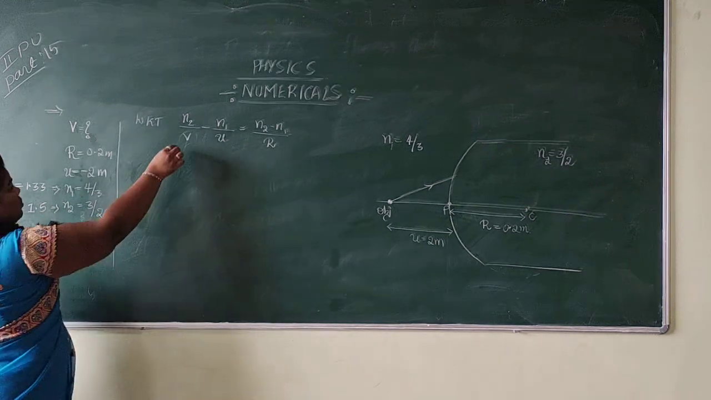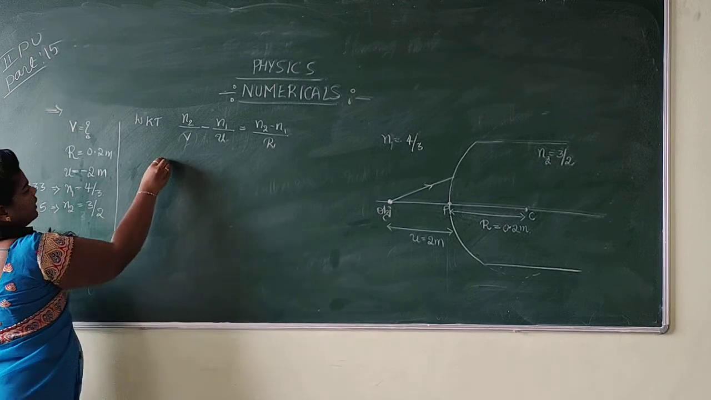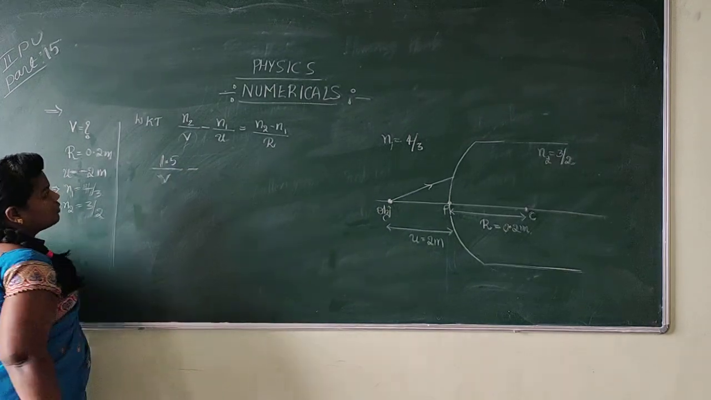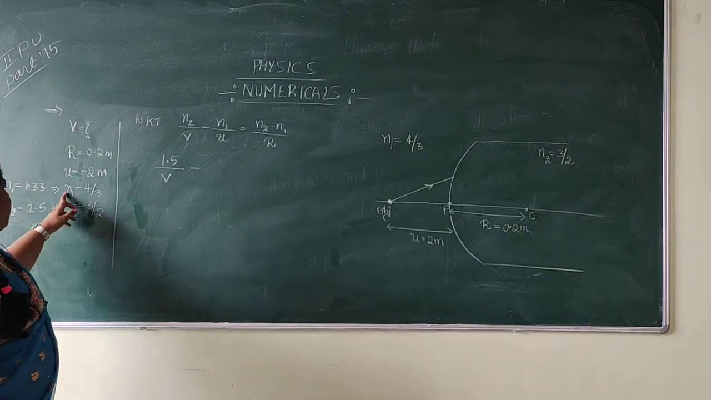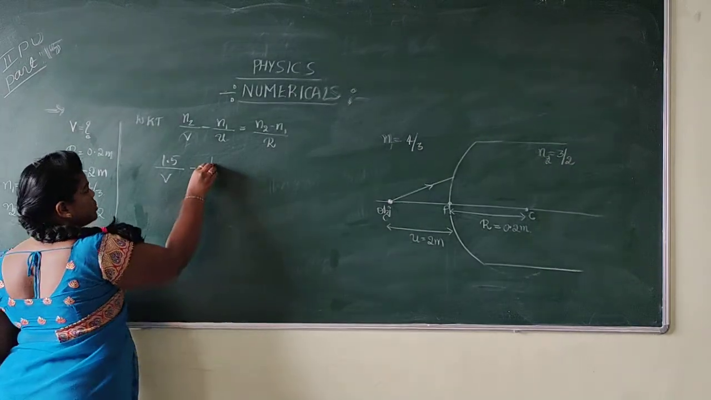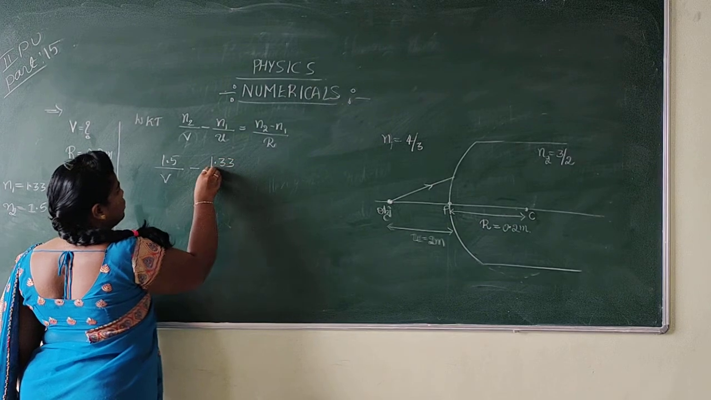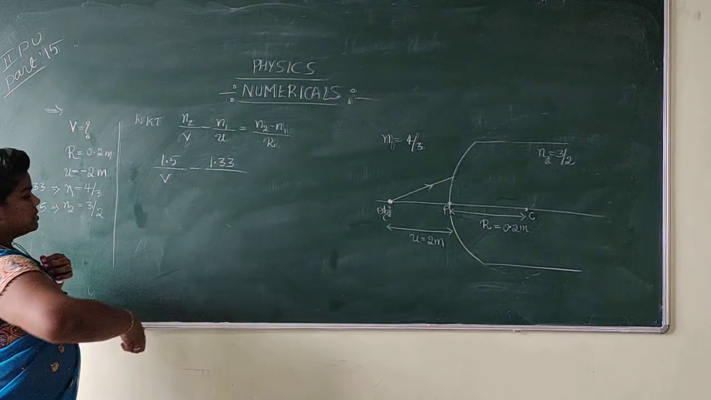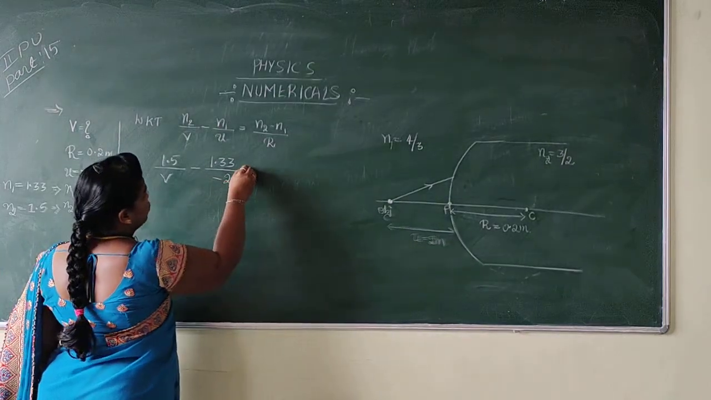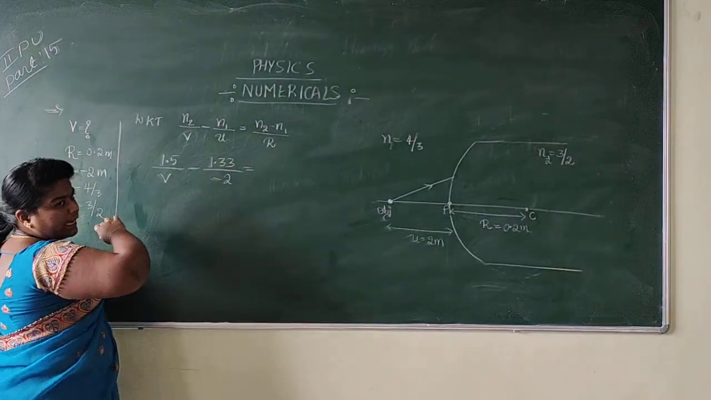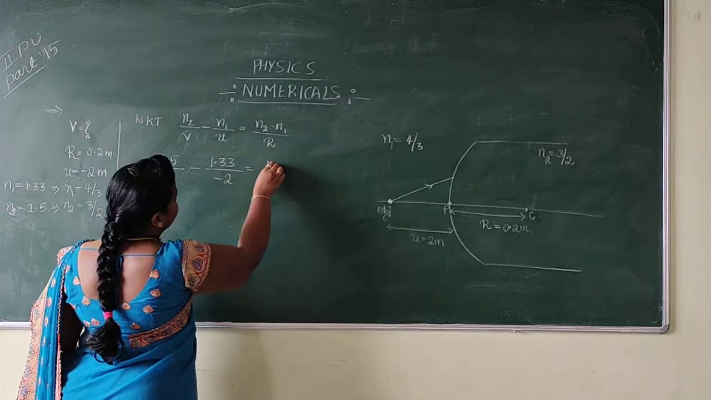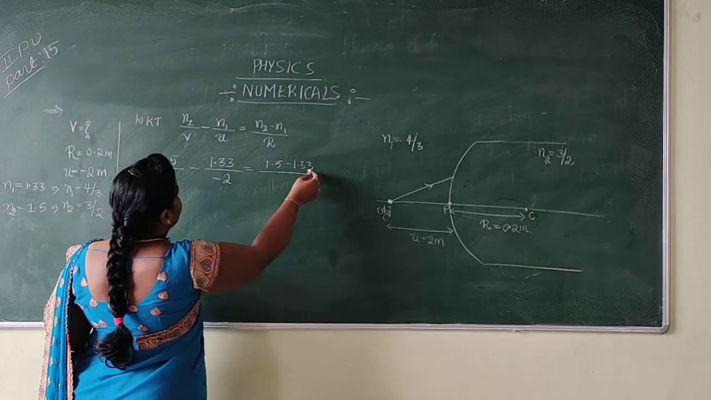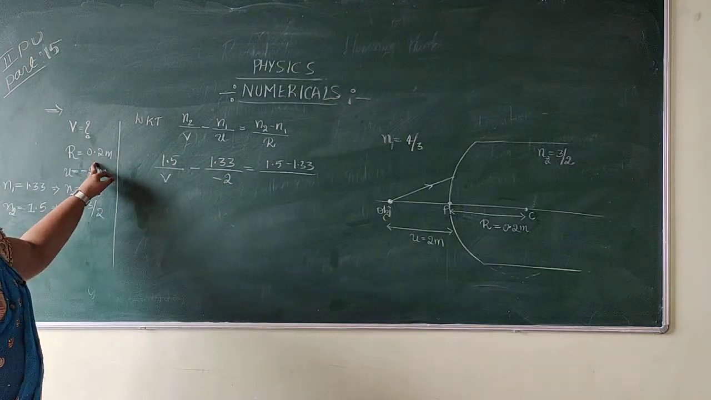So n2 is 1.5. So 1.5 divided by v, which we do not know and want to calculate. What is n1? 1.33. So put 1.33. What is u? u is minus 2 centimeter. So it is written as minus 2, equal to n2 which is again 1.5, minus 1.33, divided by r. What is r? It is 0.2.